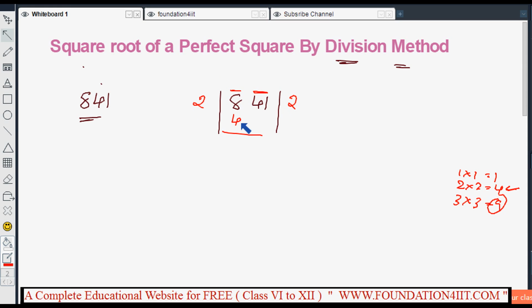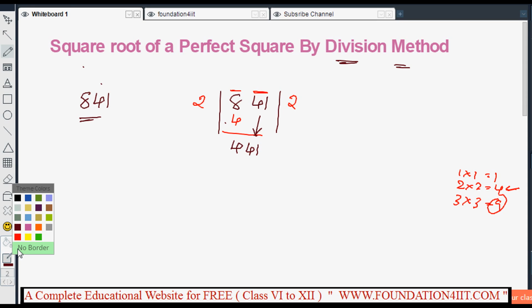Don't take 2 4s are 8 like this, it is not a normal division. We need to use only perfect squares, so only squares should be taken. So 2 2s are 4. Next, as in normal division, you subtract. 8 minus 4 is 4. Now the next full period we take down, that is 41.